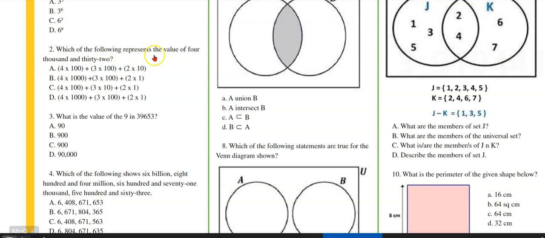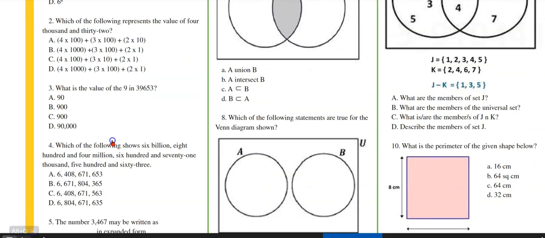Number 2, which of the following represents the value 4032? Number 3, what is the value of the 9 in 39653? Is it 90, 900, 9,000, or 90,000? So this should be a 9,000 here.